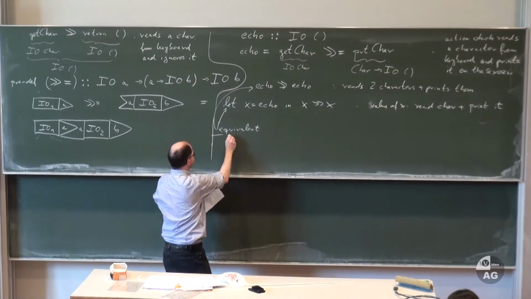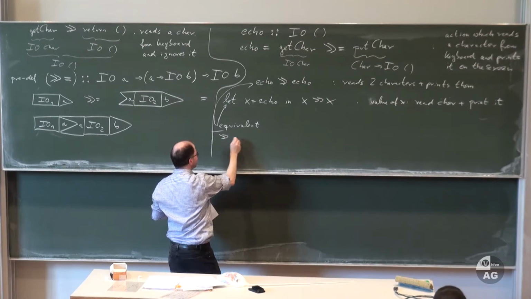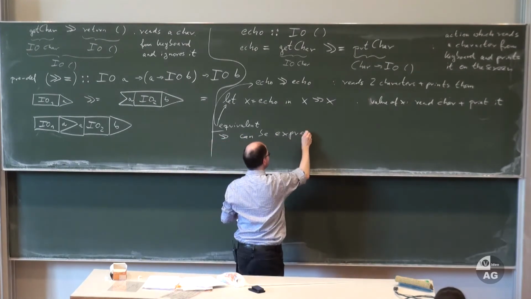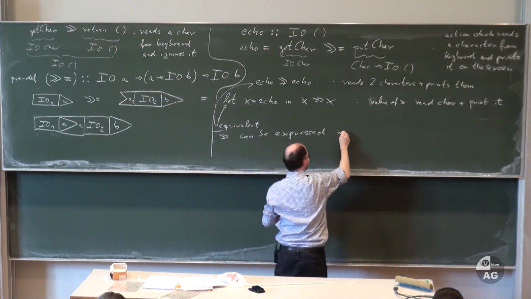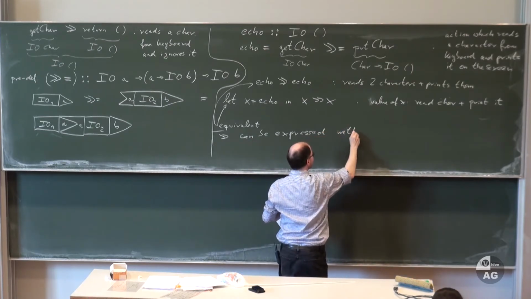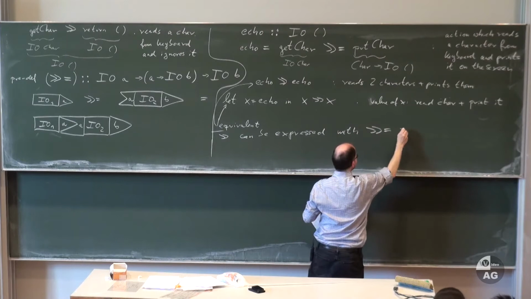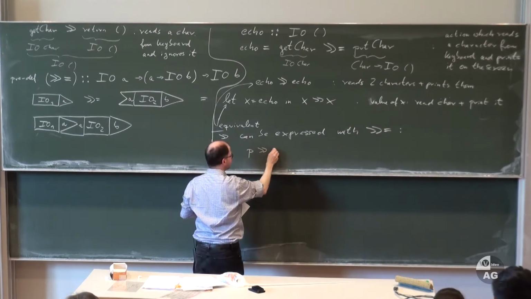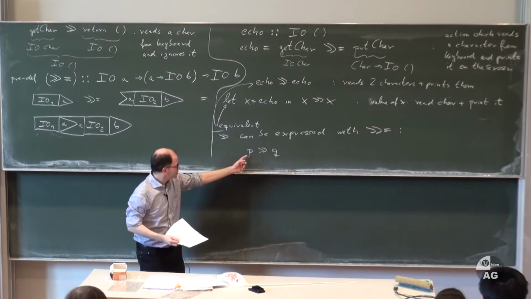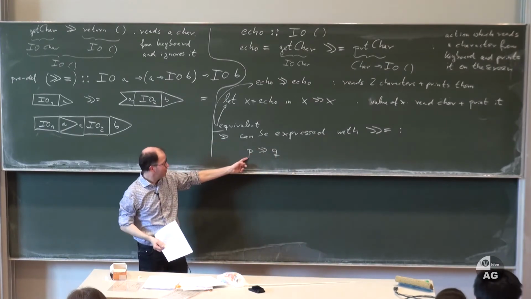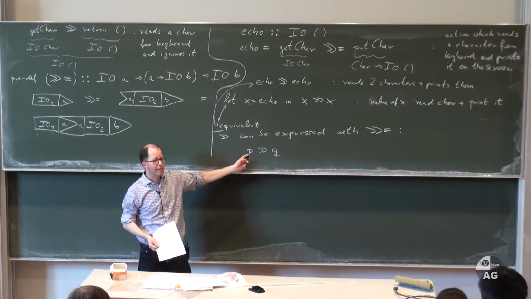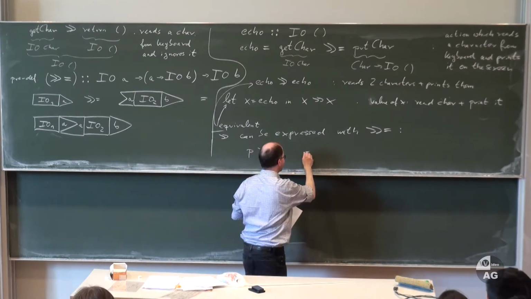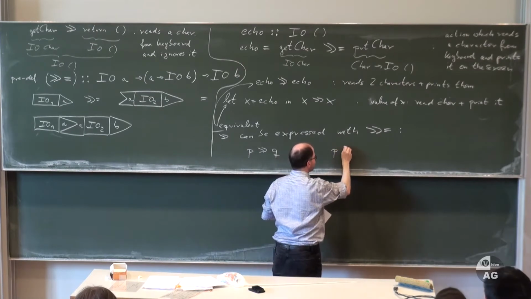So then can be expressed with bind. Why? Well, if I want to have P, then Q, this just means ignore the value that you computed during this action and perform this action afterwards. And I claim that I can also do this with bind.